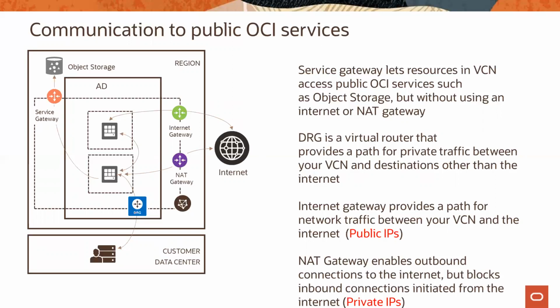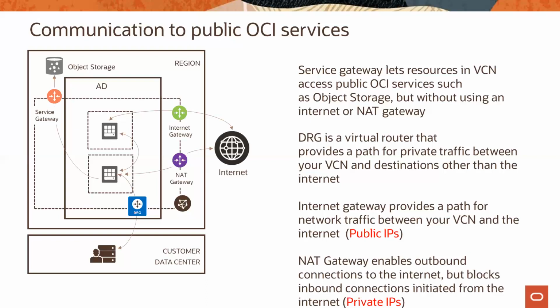Then you have the internet gateway. This allows your instance in the VCN to go to the internet, and also allows the internet to access your VCN. So it's bi-directional. But here you have to have public IPs.